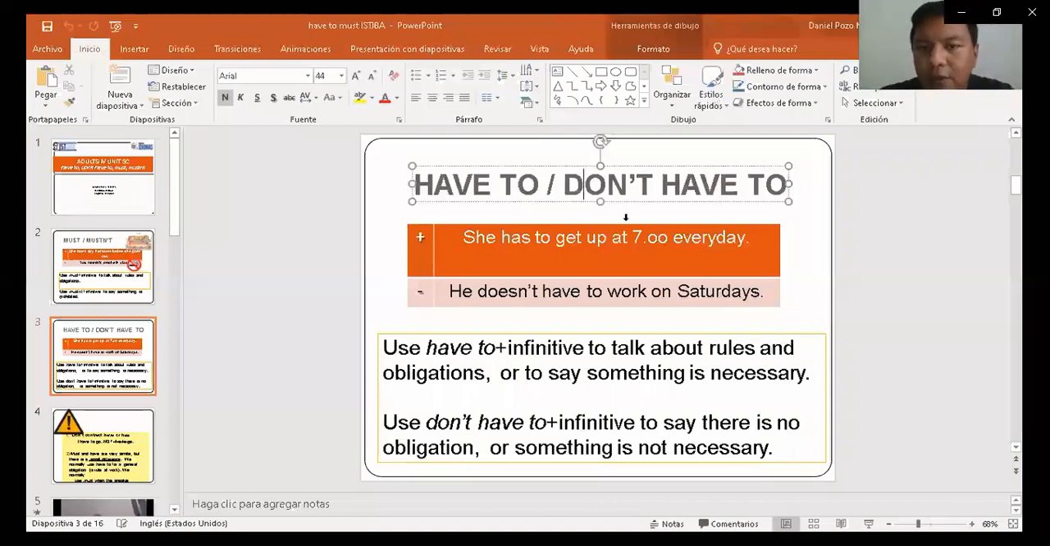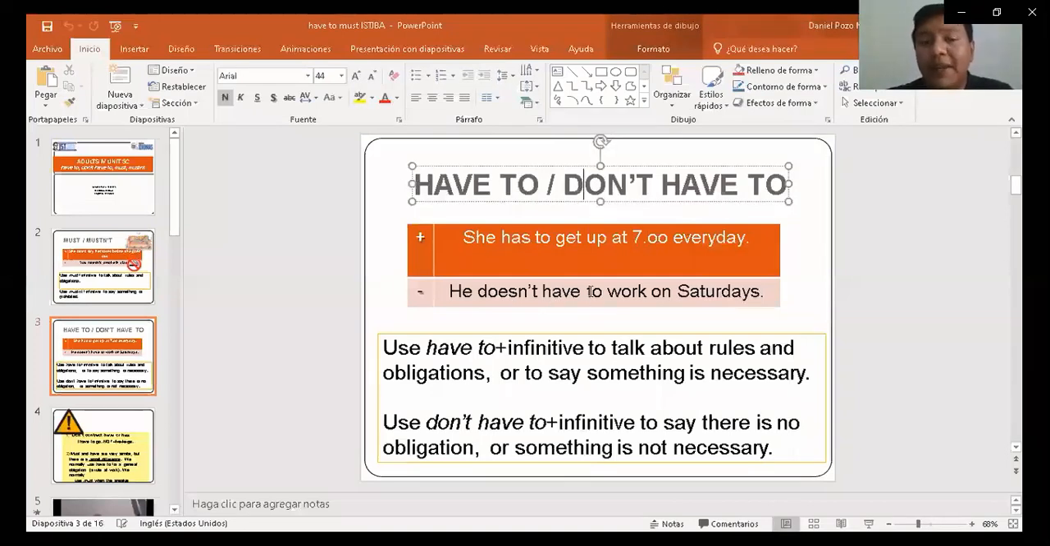Don't and doesn't. It will depend on the subject. As you know, if you have he, she, it, you are going to use doesn't. Examples: she has to get up at 7 every day. She doesn't have to work on Saturdays.